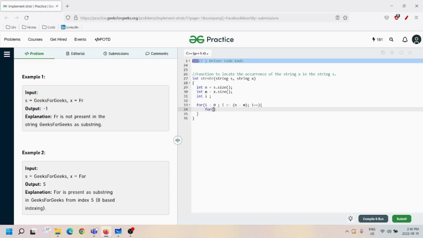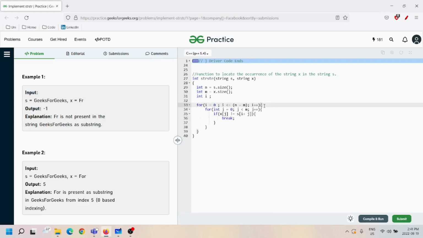Then another for loop with j, where j starts from 0, j is less than m, j plus plus. After this, we will be comparing x of j with s of i plus j. We saw what the problem was with just i. If it is not equal, if at any point we are not able to find the match, then we're going to break, right? So there is a catch.